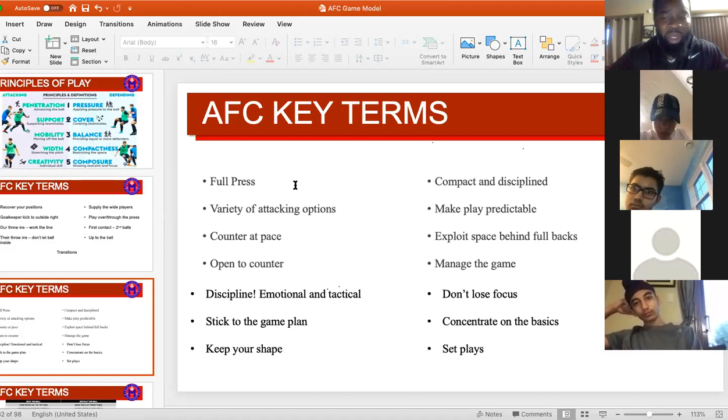We want to counter with pace. Aryan has the ball. Instead of him turning back and sucking it in over there, he attacks the guy with pace because he has his speed. You want to attack them with pace, right?